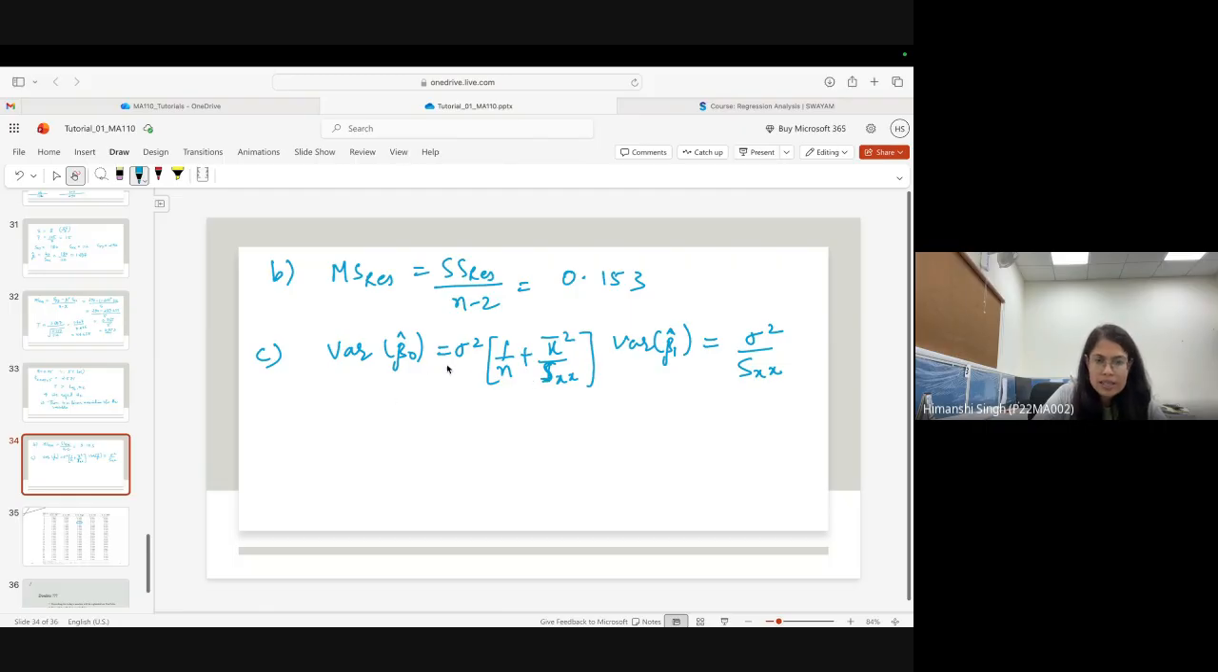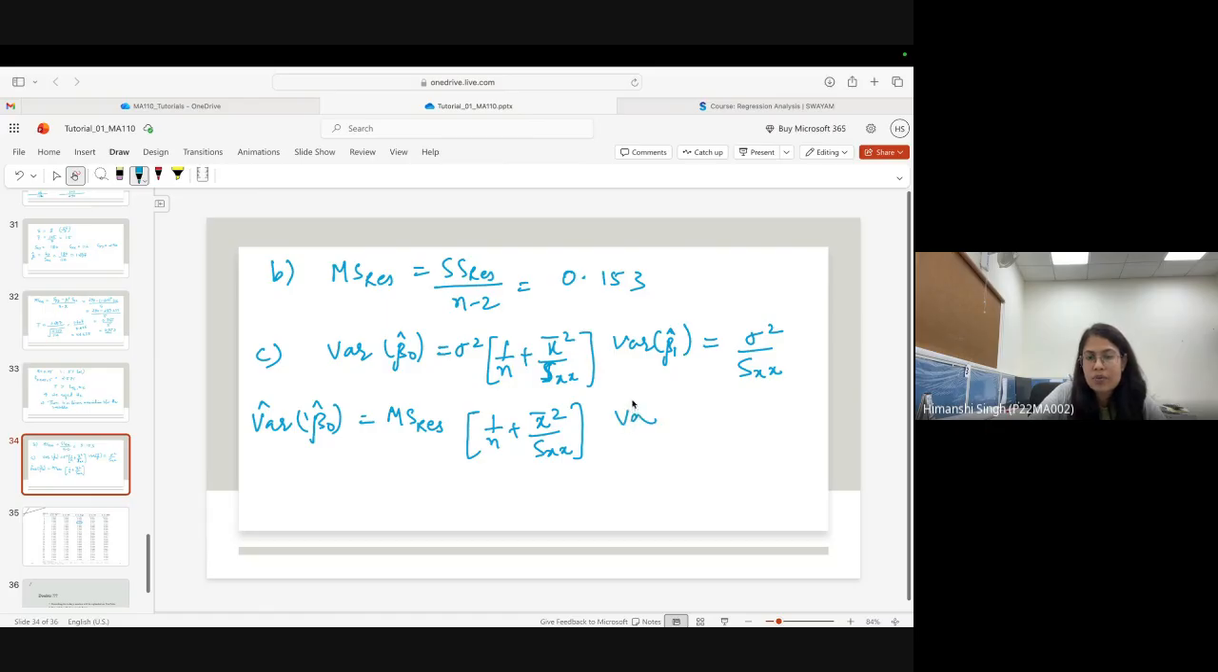Now in here sigma square we do not know, so we cannot exactly find out the value of the variances because sigma square is not known. In place, what we can find out is the estimates of these variances. How can we find out? We know that this MSRES is an unbiased estimator of sigma square. So in place of sigma square, we can plug in the MSRES and find out the estimate of variance of beta naught hat. So we replace sigma square by MSRES, and other things will be as it is, x bar square divided by Sxx. That will be the estimator for the variance of beta naught hat.